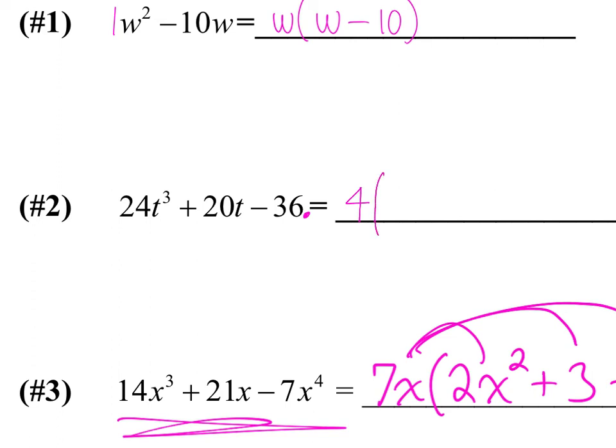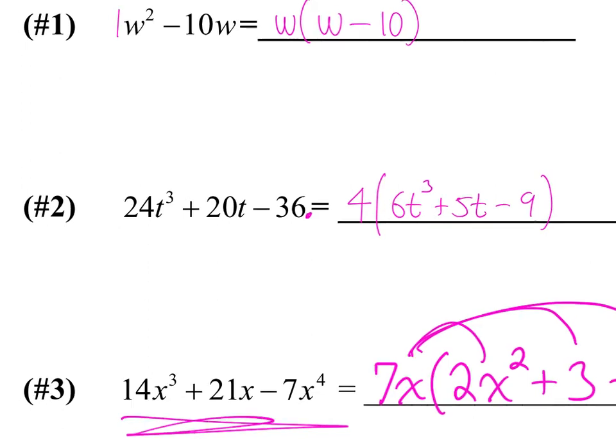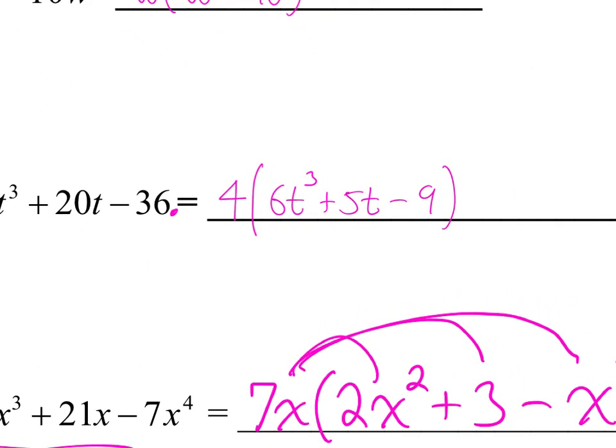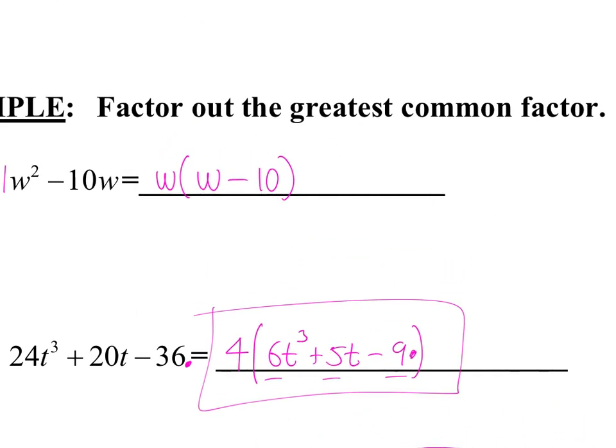So now we're going to divide everything by 4, which is going to be 6t to the third plus 5t minus 9. And we can tell we did it right because there's no numbers we can pull out of 6, 5, and 9, and this one does not have an exponent. So that means that our final answer is going to be this. These are our answers. Okay.